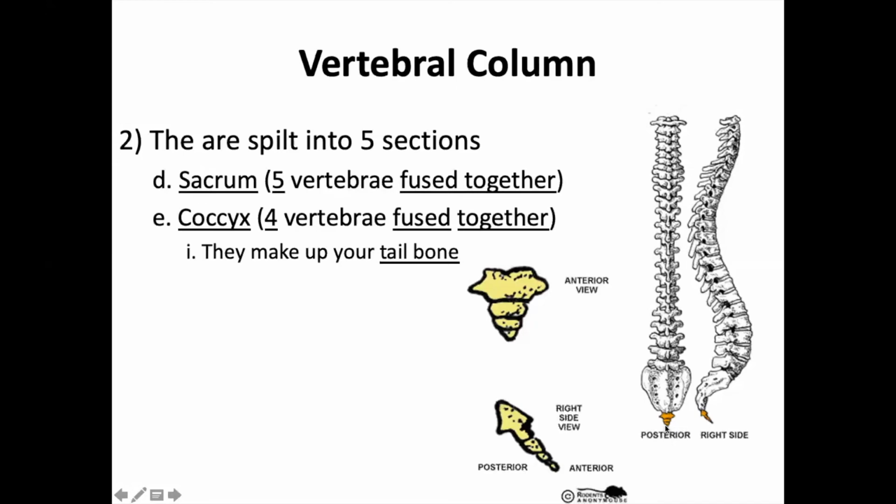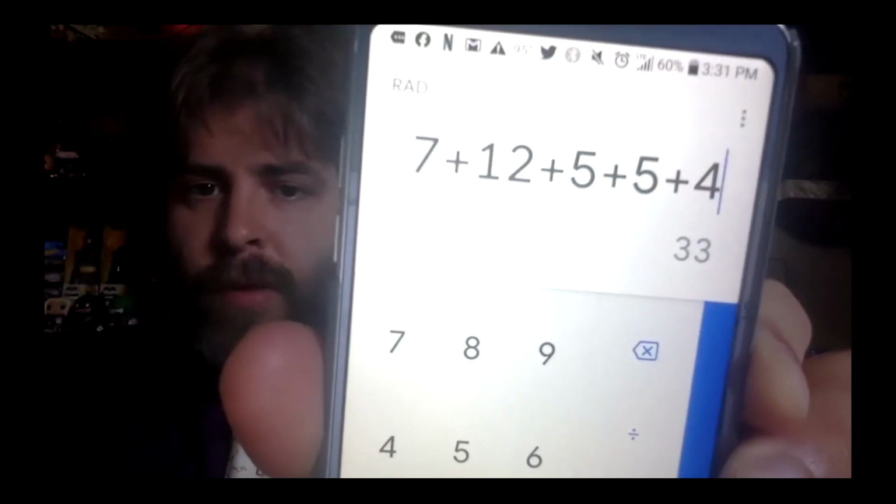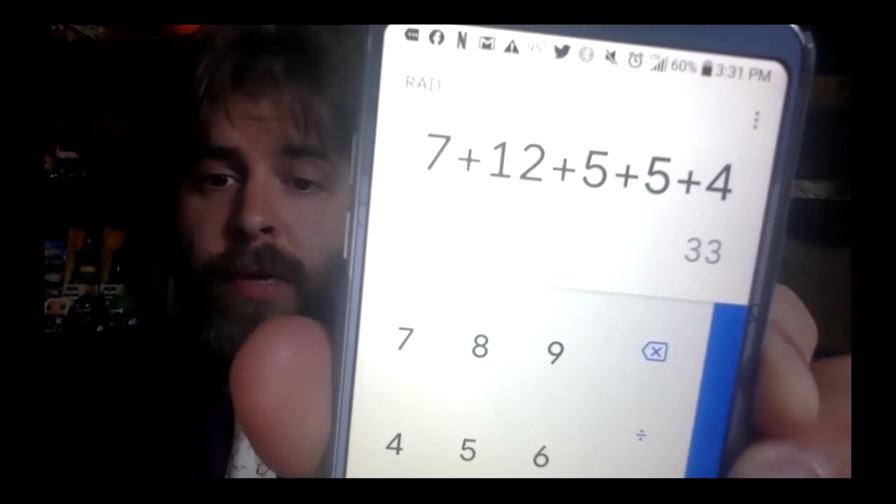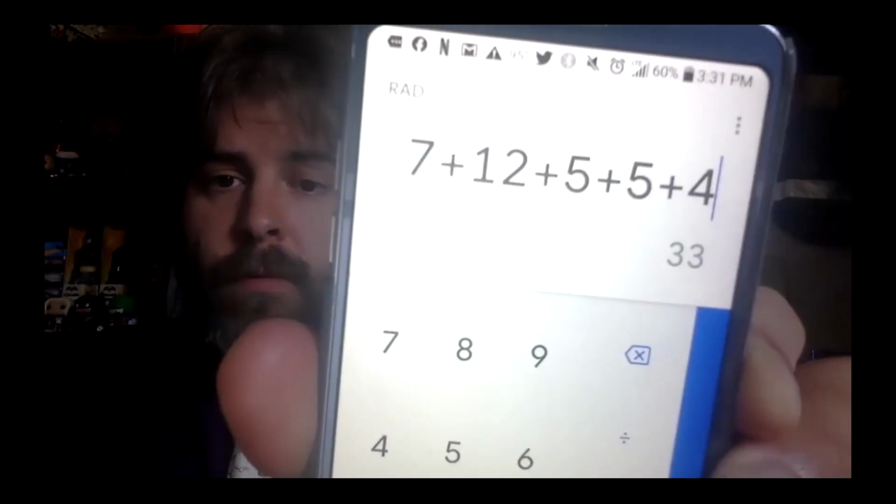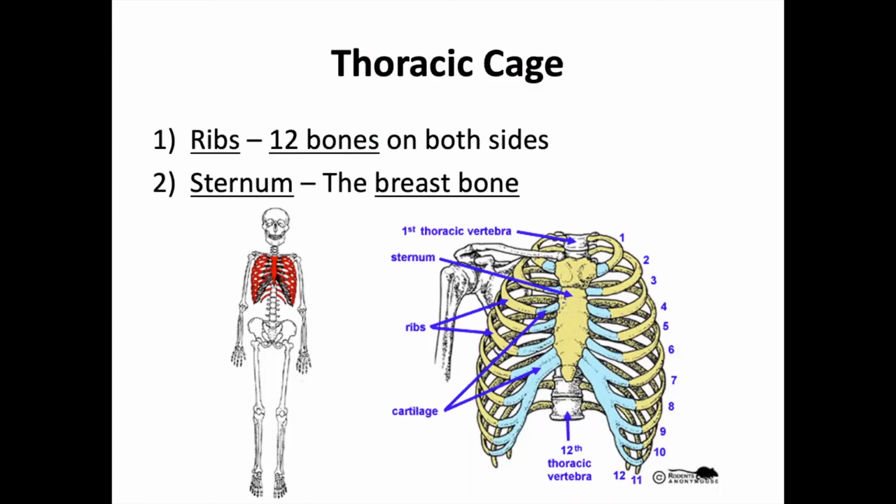And if you add all of them up, 7 plus 12 plus 5 plus 5 plus 4, you get 33 individual bones of your vertebral column. Your thoracic cage is made up of your ribs and this bone in the middle. You know it as your breastbone. It's called your sternum. And because your ribs come out of your thoracic vertebrae, you have 12 thoracic vertebrae, you have 12 bones on each side. 12 on both sides. That means 12 and 12, you have 24 ribs. And then the sternum in the middle.